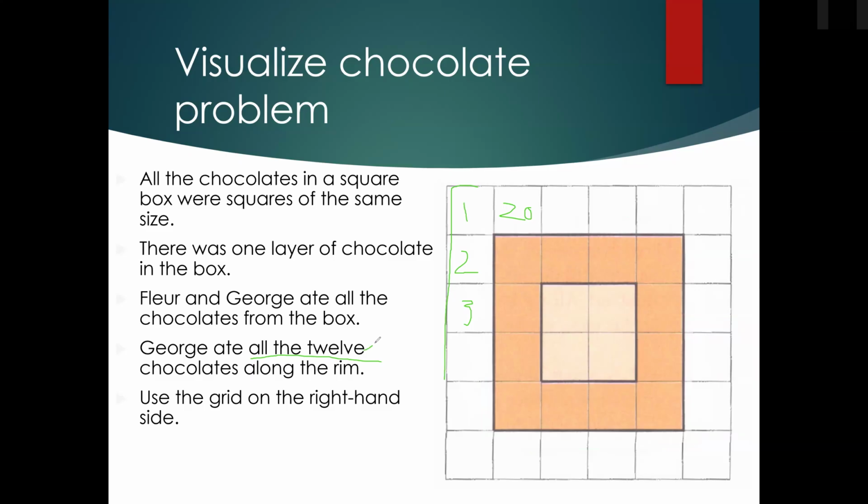We are told that there are only 12 chocolates around the rim. So clearly, this area here is not the chocolates that George ate. If we go another layer in, another row in here, and count the number of squares or chocolates, we have 1, 2, 3, 4, 5, 6, 7, 8, 9, 10, 11, 12. This ring of chocolates here are the chocolates that George ate.